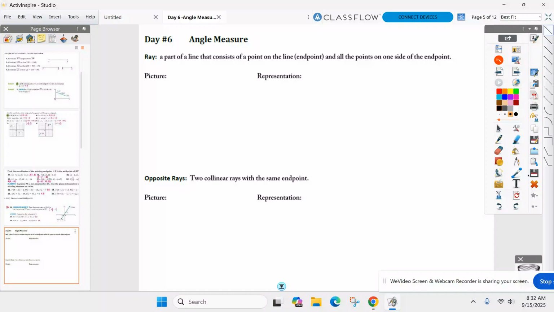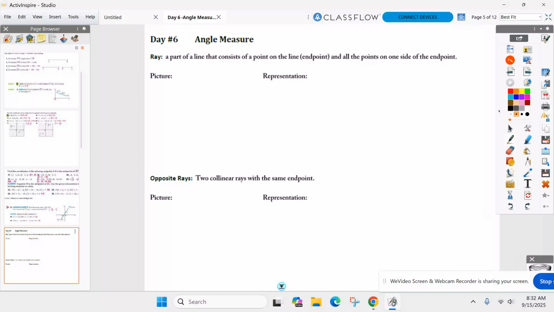Okay, that is called a ray. So we have an endpoint followed by the arrow. All right, I take one of those arrows off a line, you end up with a ray. Let's start labeling with some letters now. This will be point D. Let's put E on here, and let's put F on here.